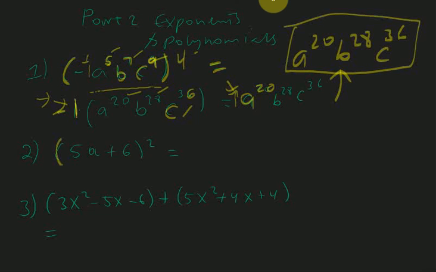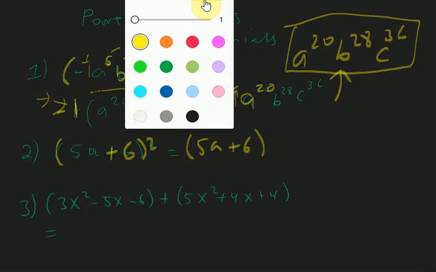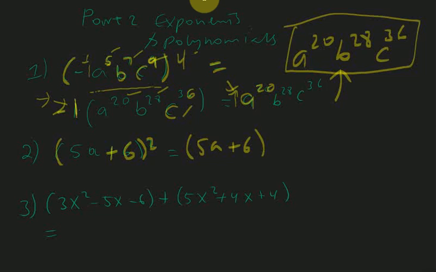Here again we have 5a plus 6 close parenthesis square. Square means we have 2 as the power, so what is it? 2 times 2. So you multiply it twice. It's the same thing for this polynomial. It says 5a plus 6 times again, because it's 2 here, right? So you multiply twice. So another 5a plus 6.